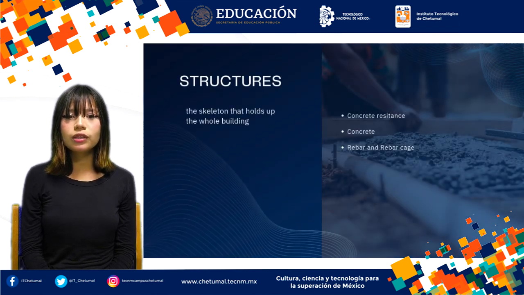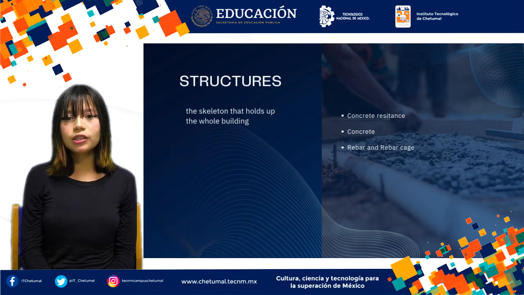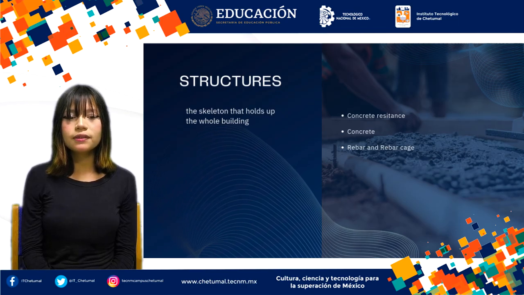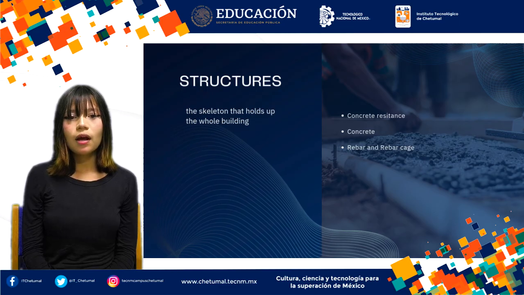Armex is mainly used in columns, beams, and footings, where its pre-designed shape ensures a strong and consistent structure. It saves time and labor compared to manual web board assembly. Now let's move on to the construction process. Foundation. With the land laid out and leveled, the next step is foundation excavation.